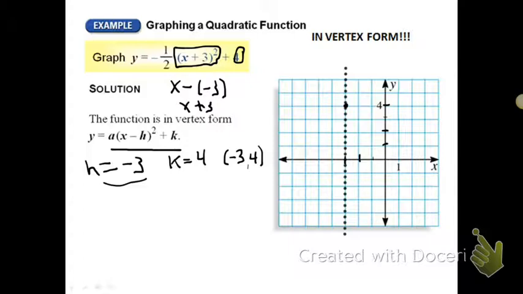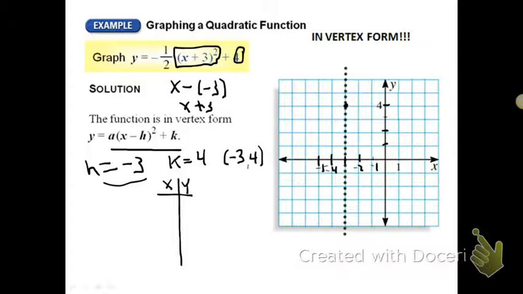To get the rest of this graph going, I'm going to do something we did when we graphed from standard form, and I'm just going to make an xy table and pick some easy x values to plug in. Now I want to pick x values that surround the axis of symmetry. So I might choose negative 2, I might choose negative 1, or I might choose negative 4 or negative 5. I already know what's going on when x is negative 3. I have a y coordinate of positive 4.